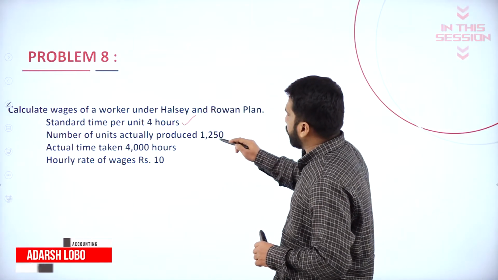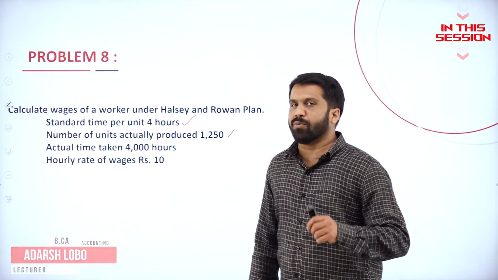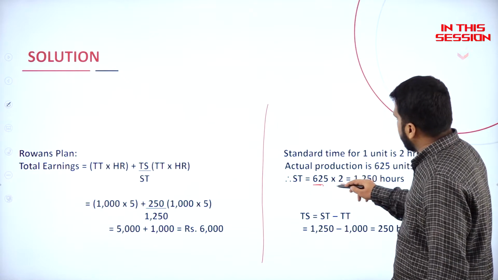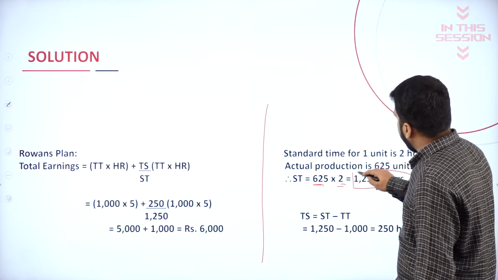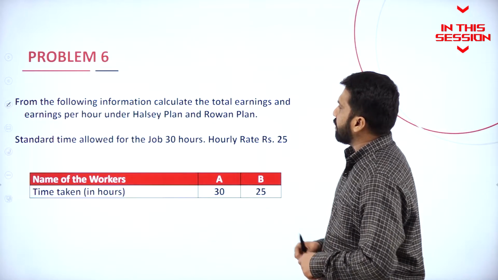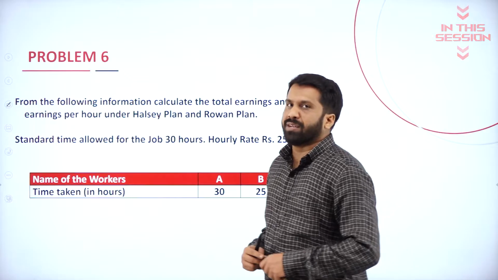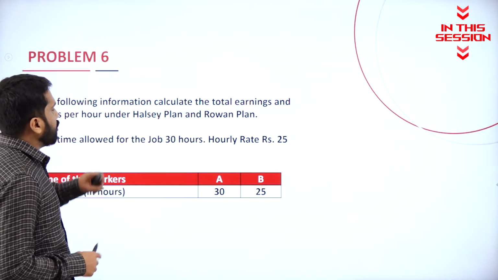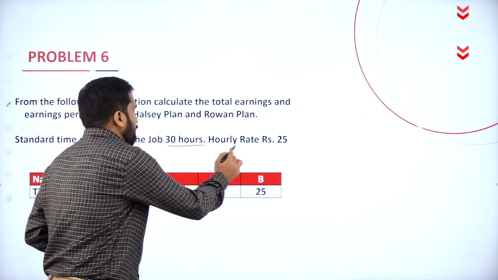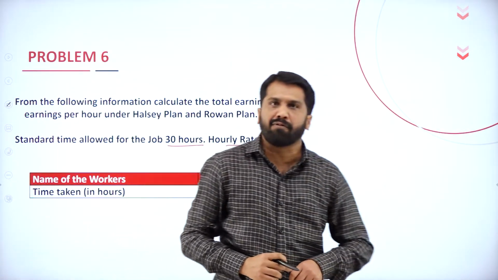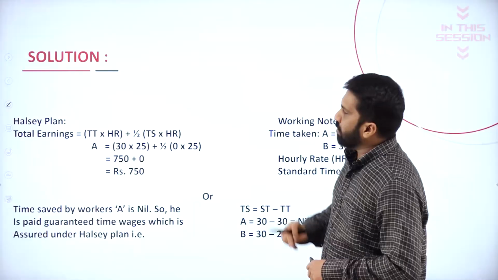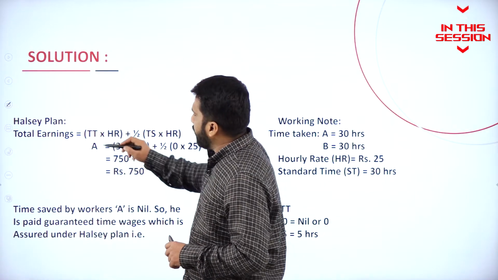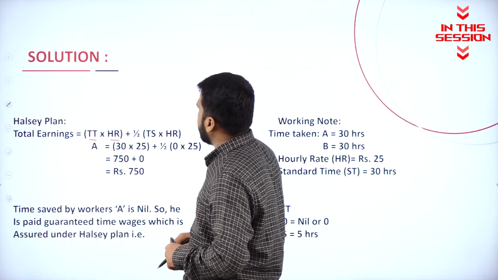Number of units actually produced is 1250, 1625 units we have produced. 2 hours we require. What is the standard time and earning per hour under wholesale plan and Rowan plan? In this, standard time allowed for the job is 30 hours. Hourly rate is 25. As per this, under wholesale plan, what is the formula for wholesale plan? Under this, we have time taken into hourly rate.